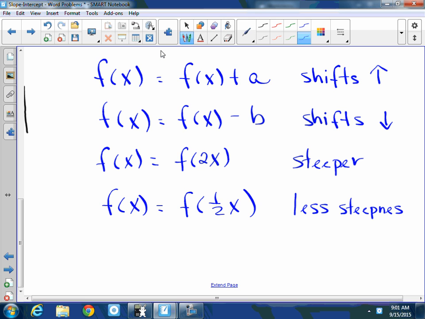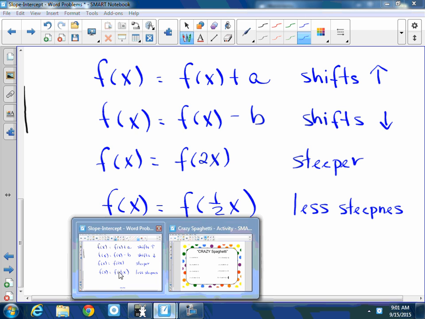Let's go ahead and do the one with the domain. Yeah, let's do that. So cover the flipboard. Yes, you can use your phone. And we'll do the crazy spaghetti tomorrow because we can't do it today.